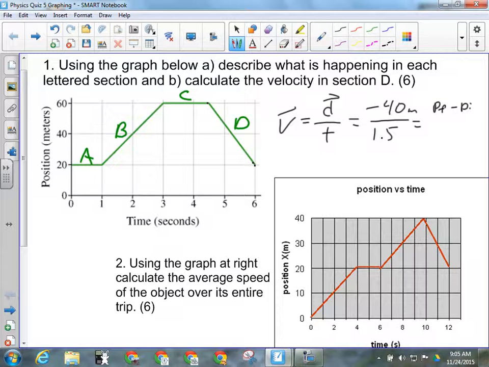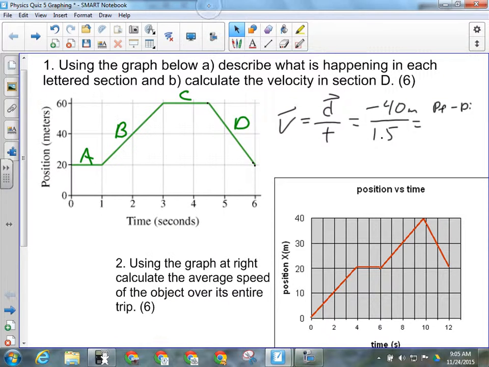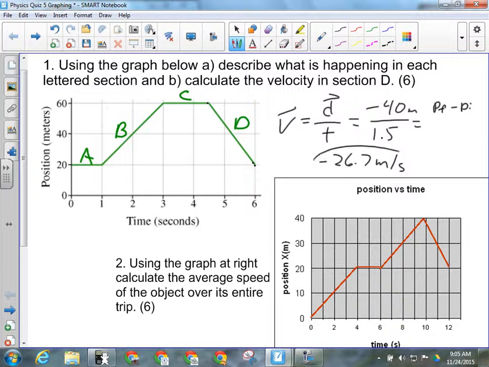So negative 40 over 1.5 is going to give us negative 27 meters per second, or 26.7 if you want to put it to the decimal place. Would you have to indicate the negative on that? Yes, because it asked for velocity. Any questions on how number one would work? Daniel? That would also be fine. Yeah, I would say though you need to round the 0.6, because the next number is also higher than 5, right?